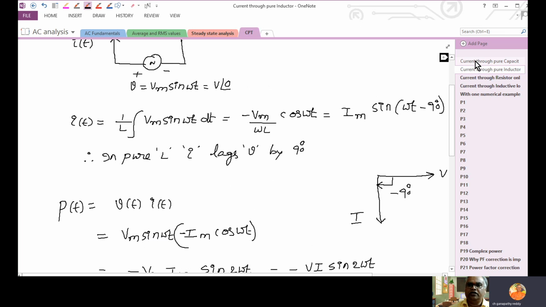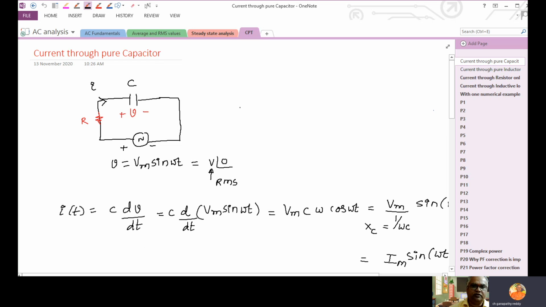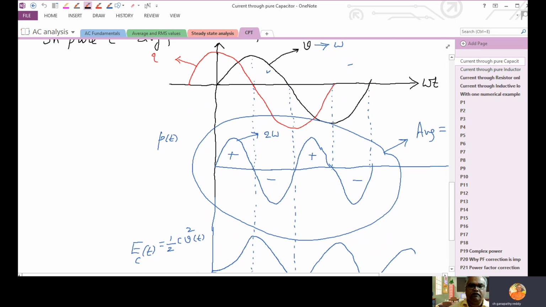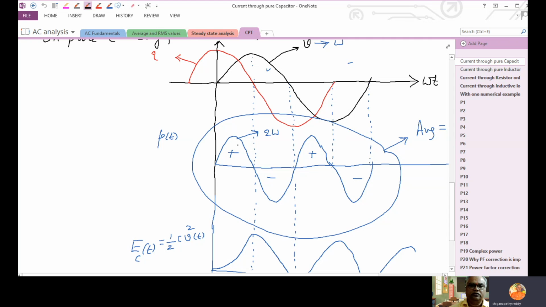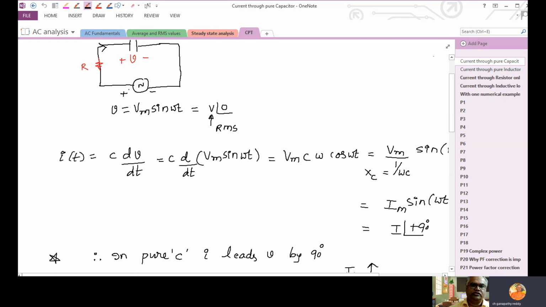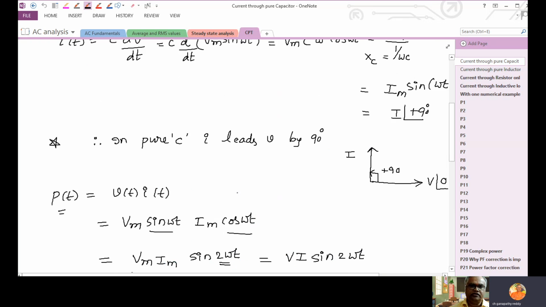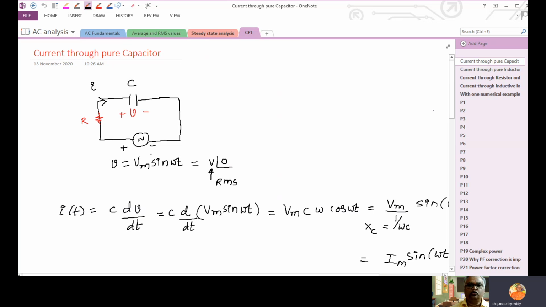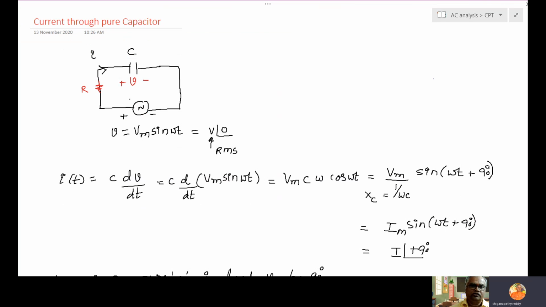And conceptually, if I go back again, same current through capacitor, what is the meaning of power positive? Power negative meaning is what? Power positive means the source is giving power to capacitor. Power is transferred to capacitor. Power negative means power is coming back to source. Power positive means power is going to capacitor.